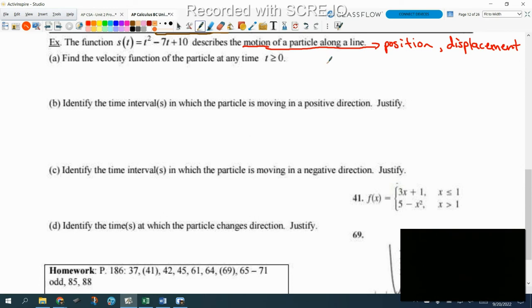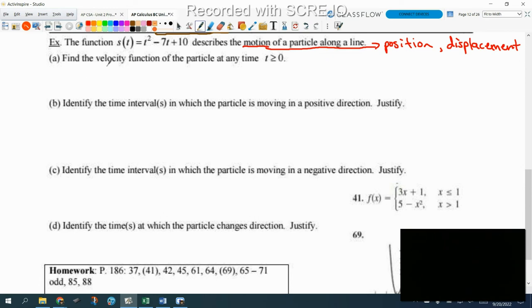All right, so this whole topic is called particle motion because we have a particle moving along a line. It could be left and right on a horizontal line, up and down, or along any line that's not horizontal or vertical. This is just describing the motion of that particle, also known as the position and the displacement.